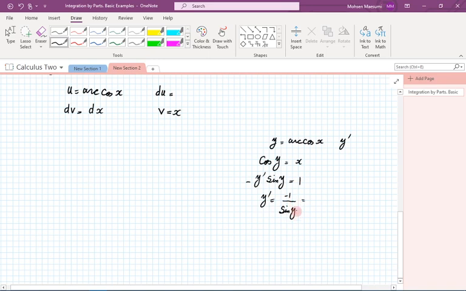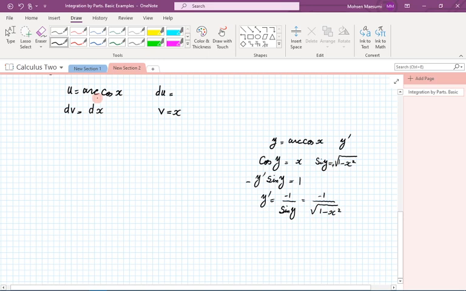Well, if cosine of y is equal to x, what is sine of y? Since sine squared plus cosine squared is 1, sine of y becomes the square root of 1 minus x squared. Now, why is it plus as opposed to minus? Because when you write y is equal to arc cosine of x, you are saying y is an angle in the first or second quadrant, and those angles have a positive sine, so that's why the positive comes in here. So I have minus 1 over radical 1 minus x squared.